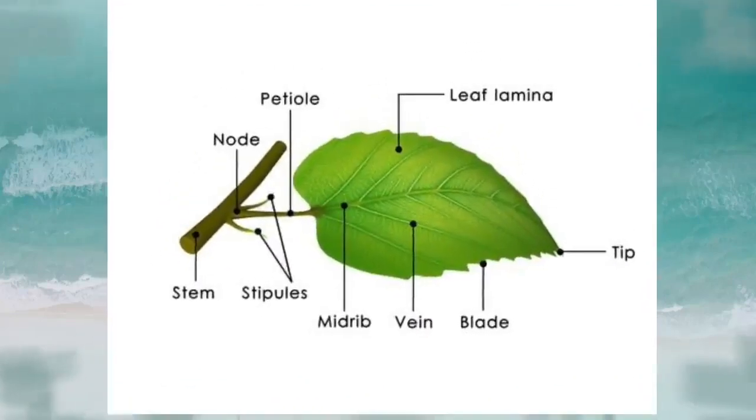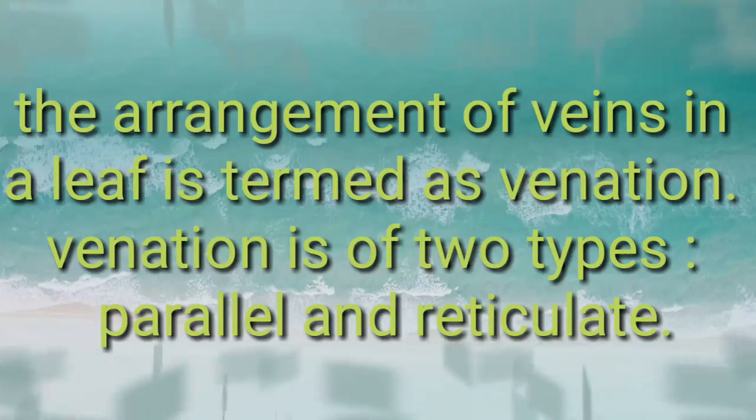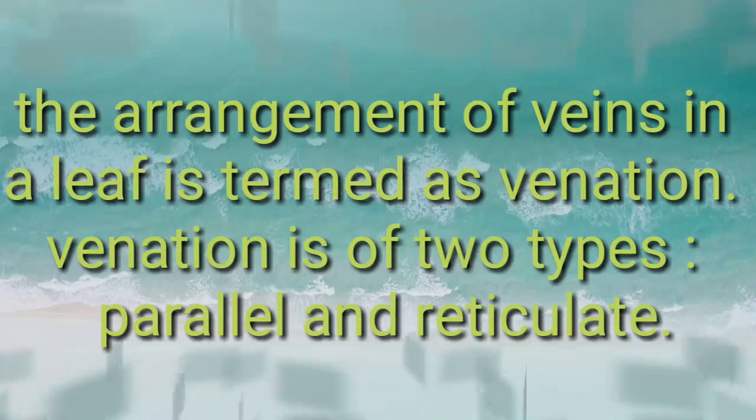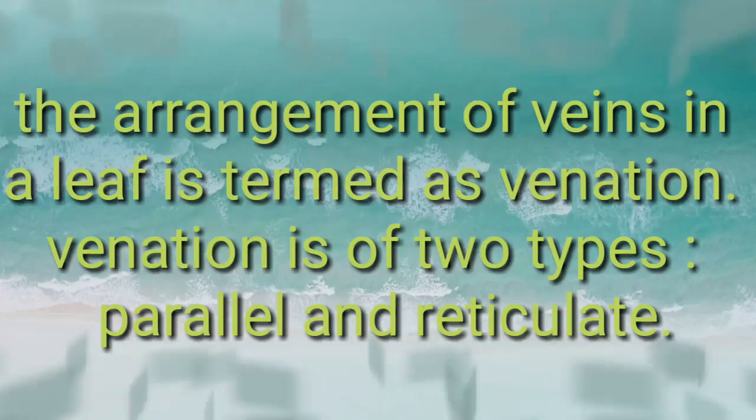Are you seeing the pattern-like arrangement here? The arrangement of veins in the leaf is termed venation. What is venation? The arrangement of veins in a leaf is termed venation. Venation is of two types: parallel and reticulate.